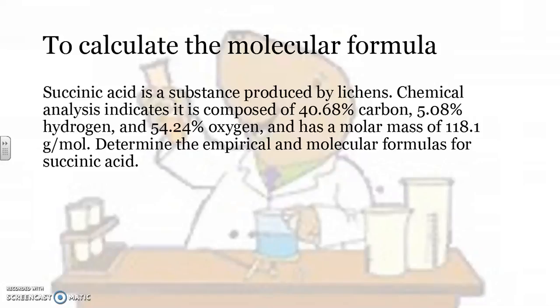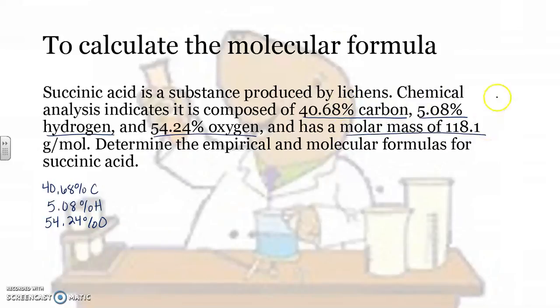It says succinic acid is a substance produced by lichens. I don't know how to say that word. Chemical analysis indicates it is composed of 40.68% carbon, 5.08% hydrogen, and 54.24% oxygen. It has a molar mass of 118.1 grams per mole. I'm going to write that here. 118.1 grams per mole. That's important. If that's not given to you, you can't solve this problem.